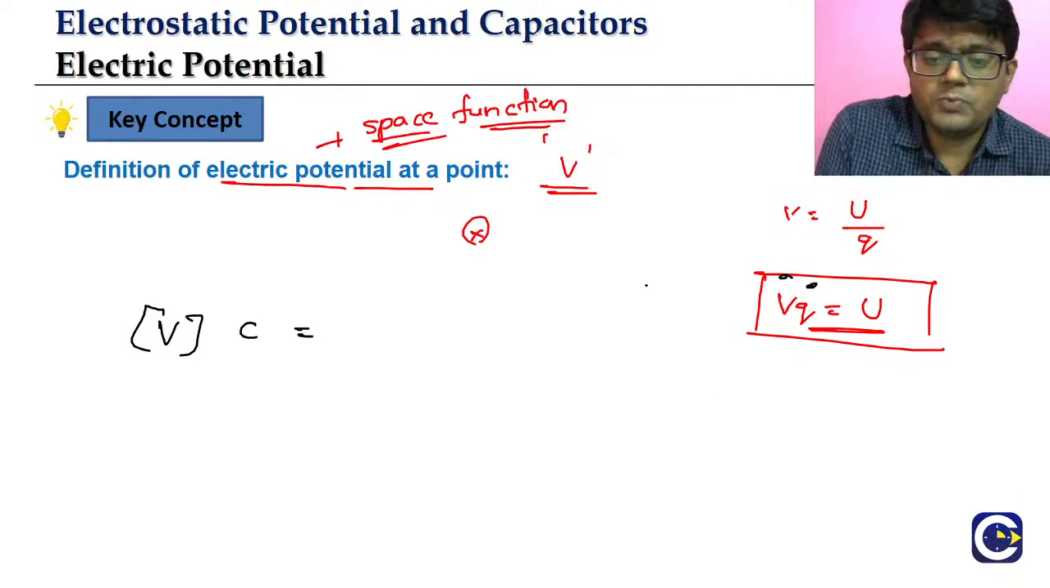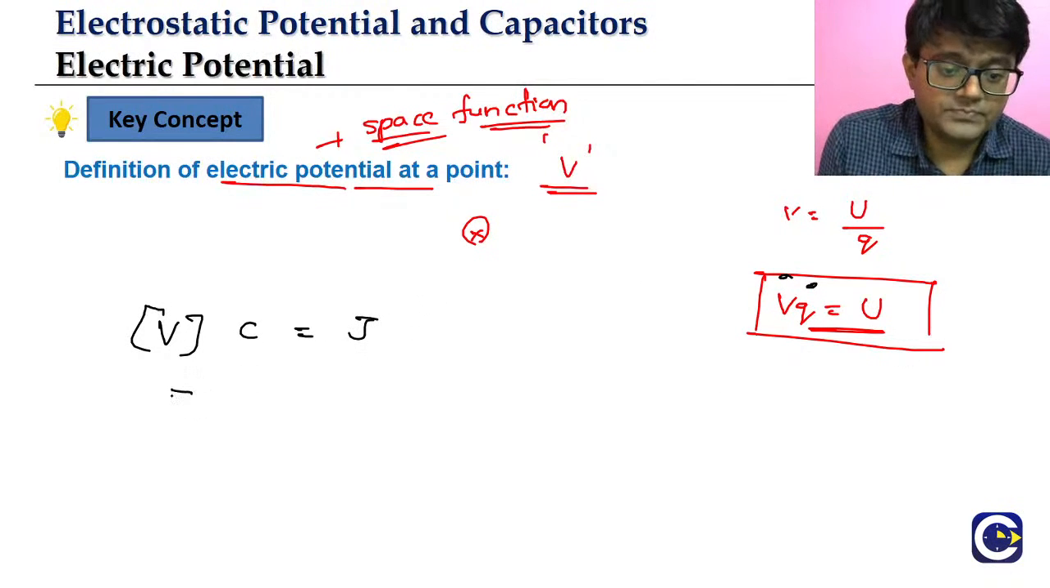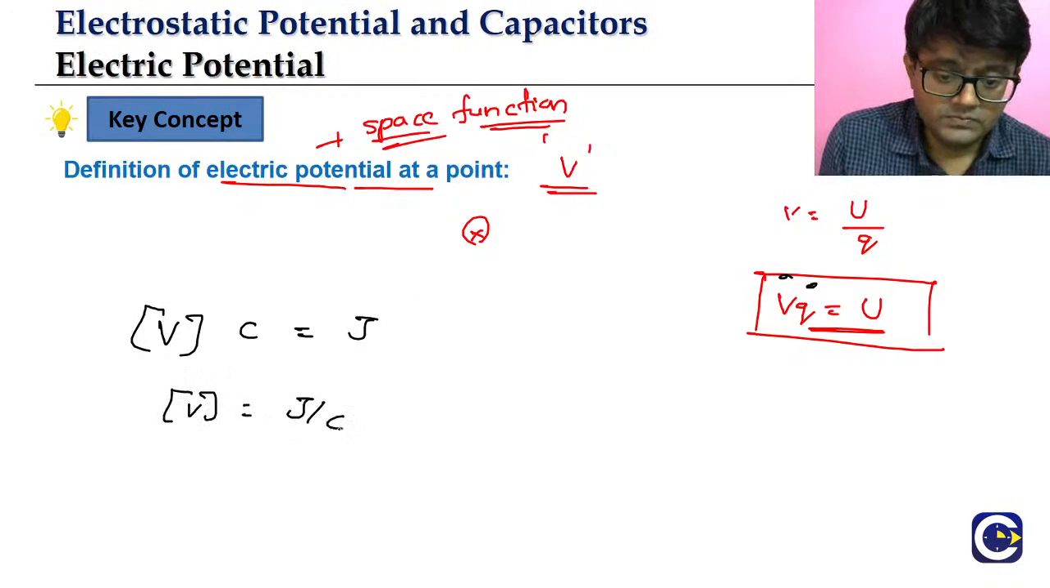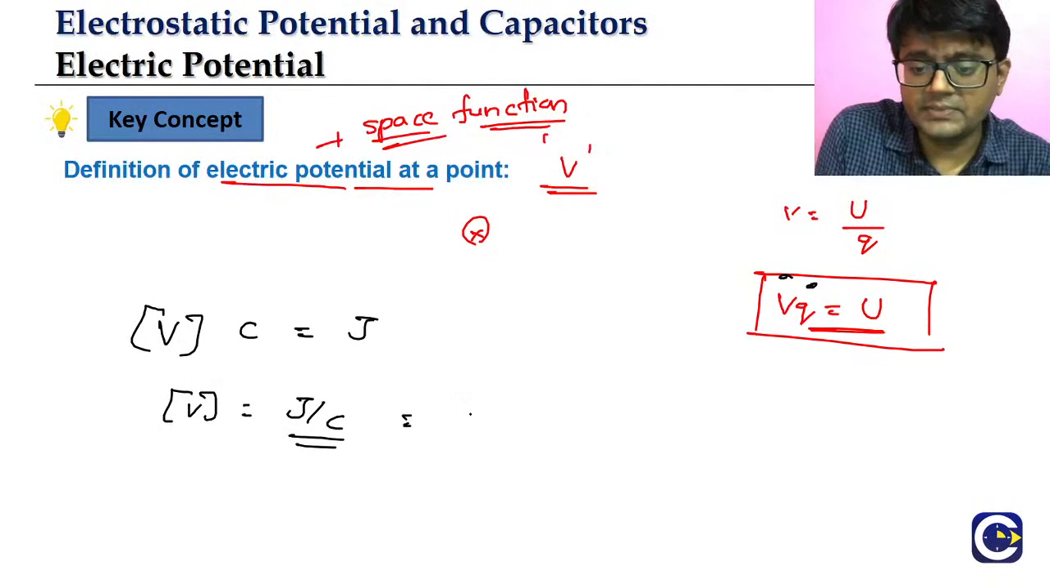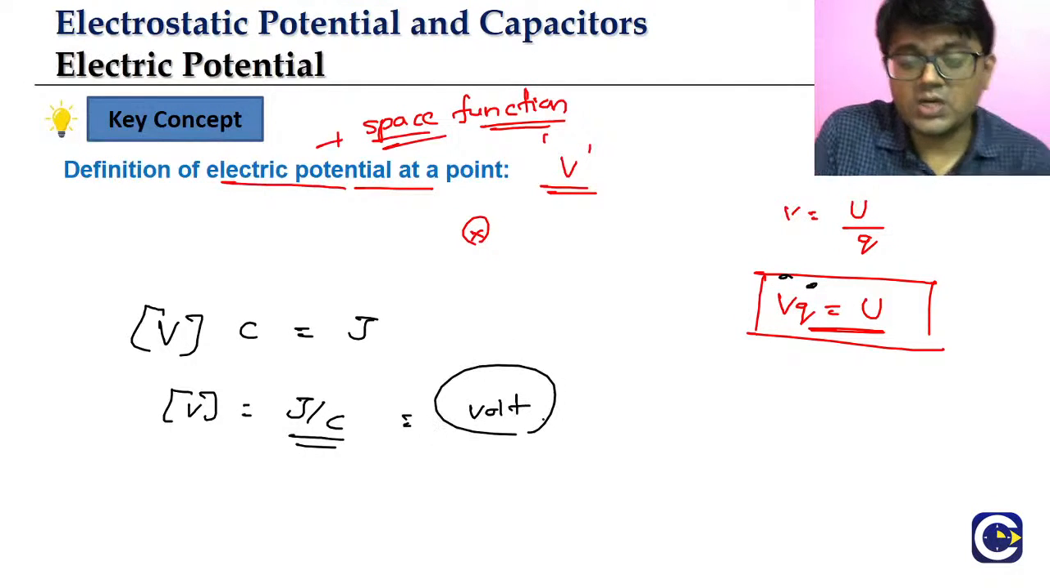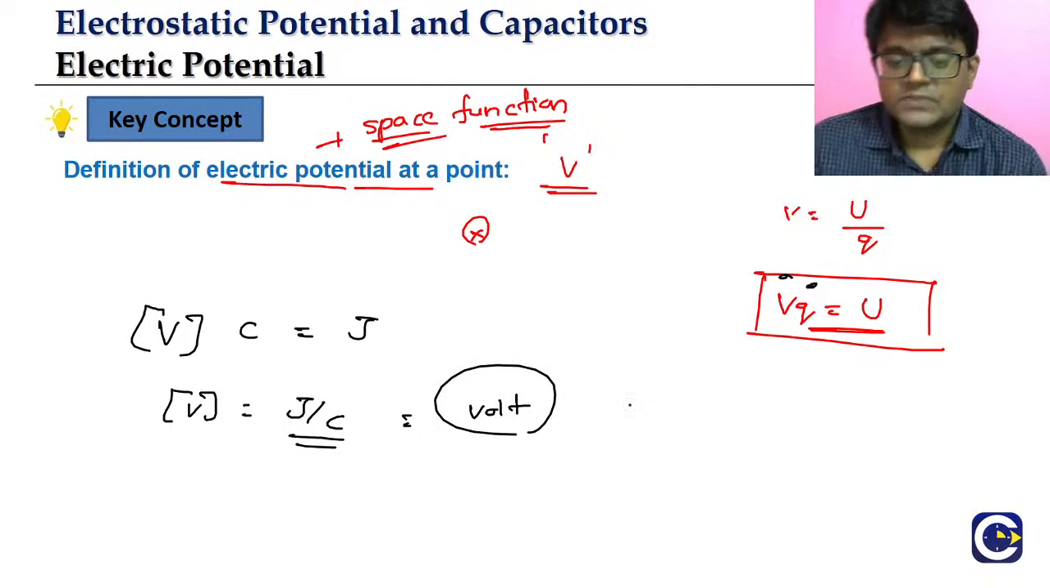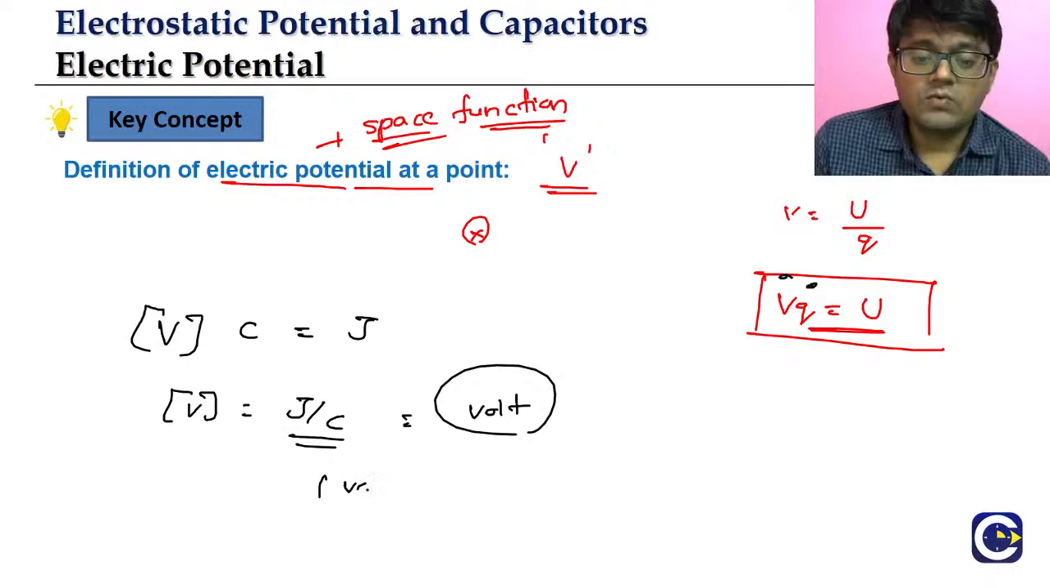Look, V, the electric potential, times charge in coulomb is equal to potential energy, whose SI unit is joule. So it will be joule per coulomb. In fact, this is named in honor of the scientist as volt. So what is 1 volt? 1 volt means 1 joule per coulomb.